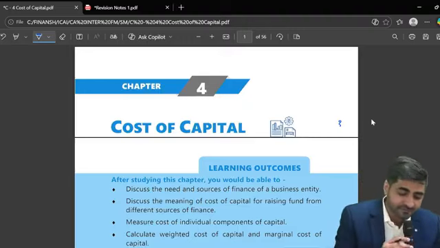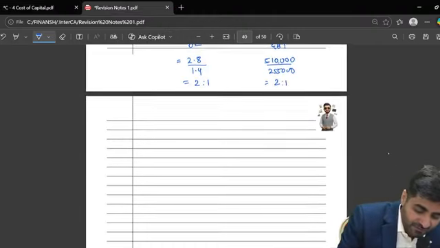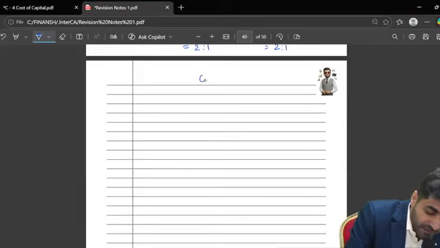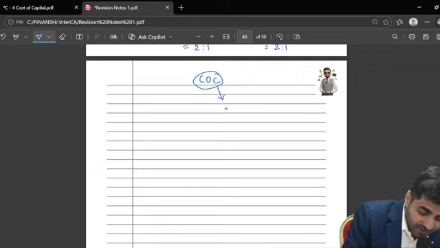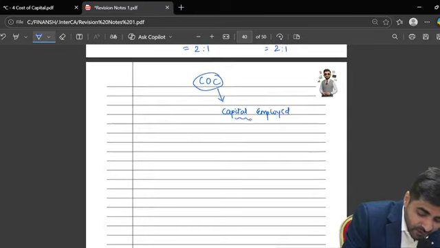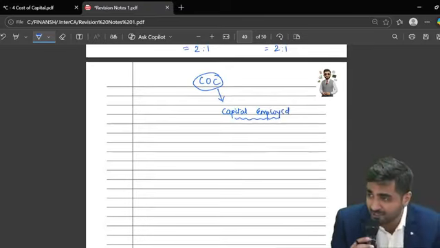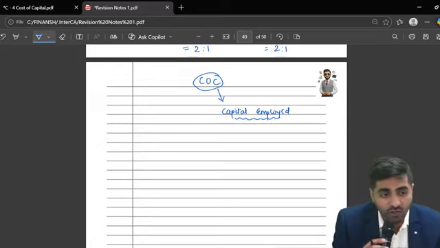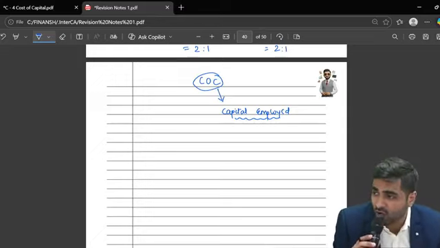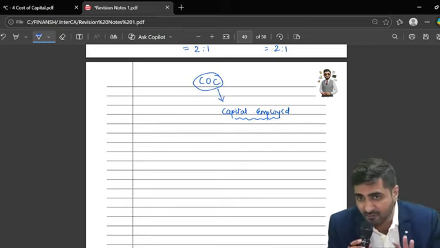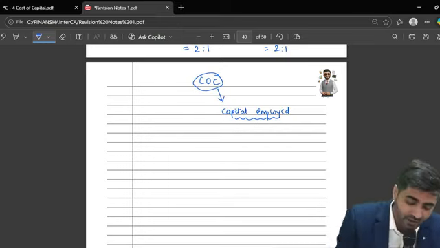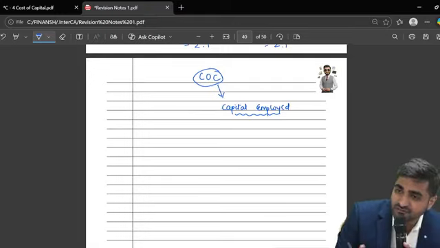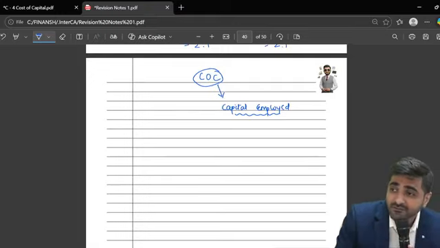Now see. Guys, whenever I'm dealing with cost of capital, always remember that the word capital is called your capital employed. What is that word called? Capital employed. And we are going to learn how to calculate the effective cost of the capital which we are employing.